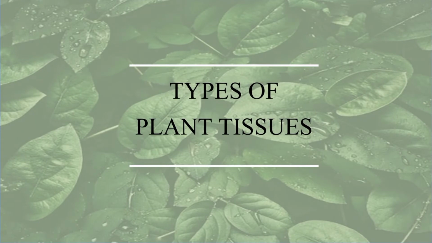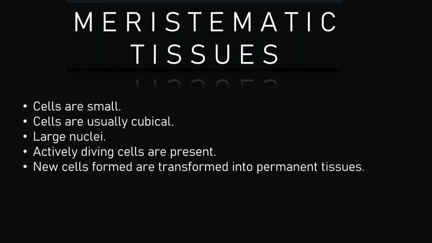So first of all, we're going to discuss the types of plant tissues and then we'll be heading towards the animal tissues. So the plant tissues are of two types. The first one is the meristematic tissue. The meristematic tissues are found at all growing points of a plant, such as the tips of roots, stems, and branches. The main characteristics of meristematic tissues are that the cells are small and cubical, having large nuclei. The vacuoles are also absent. These cells divide actively and are then transformed into permanent tissues.